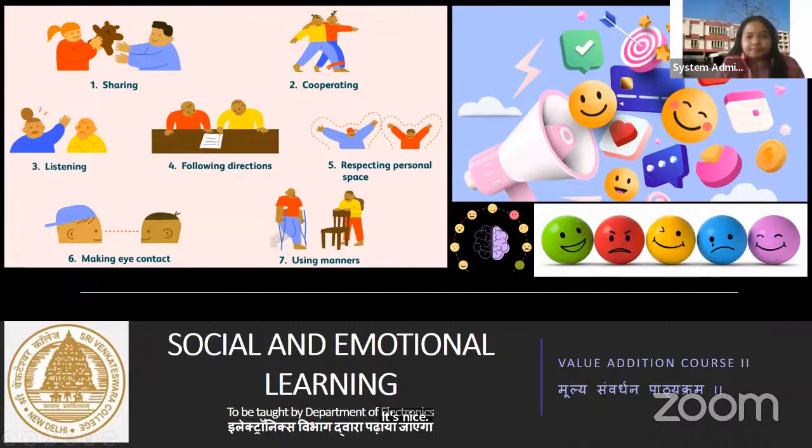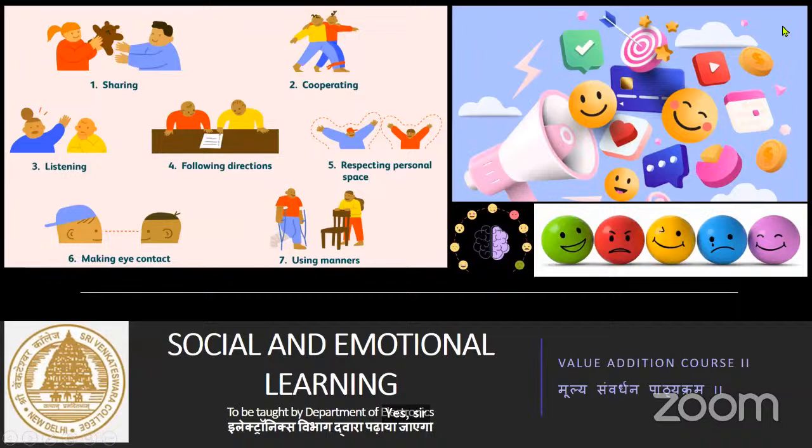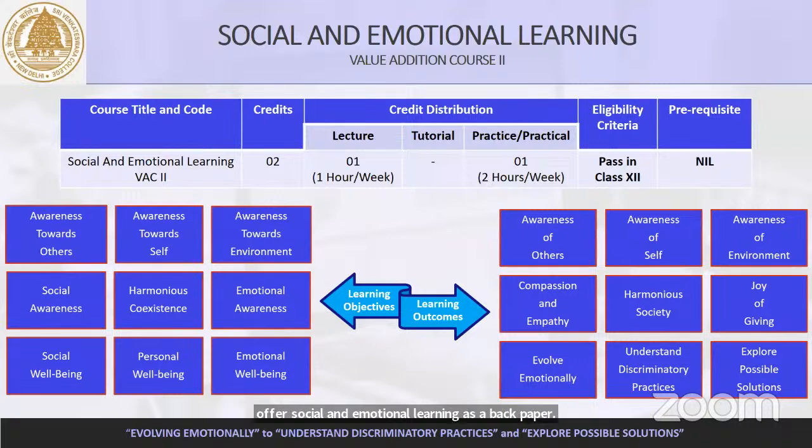Yes, sir. Okay. Very good afternoon, respected colleagues and dear students. So the Department of Electronics is going to offer Social and Emotional Learning as the VAC paper. It is a 2 credit course. So you will be having 1 hour theory and 2 hours practical per week.